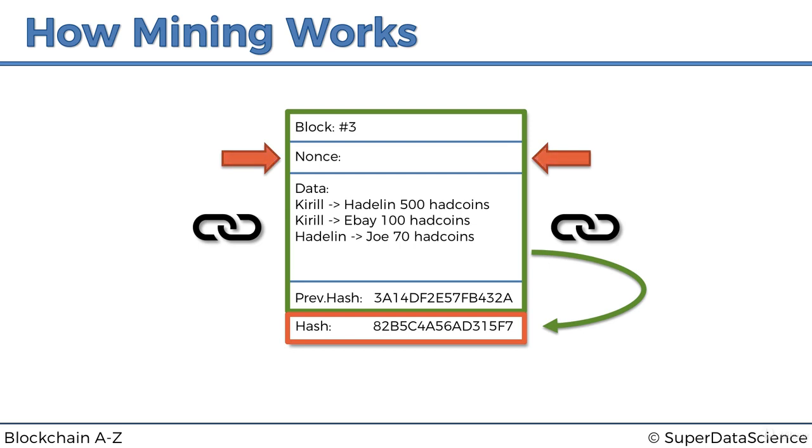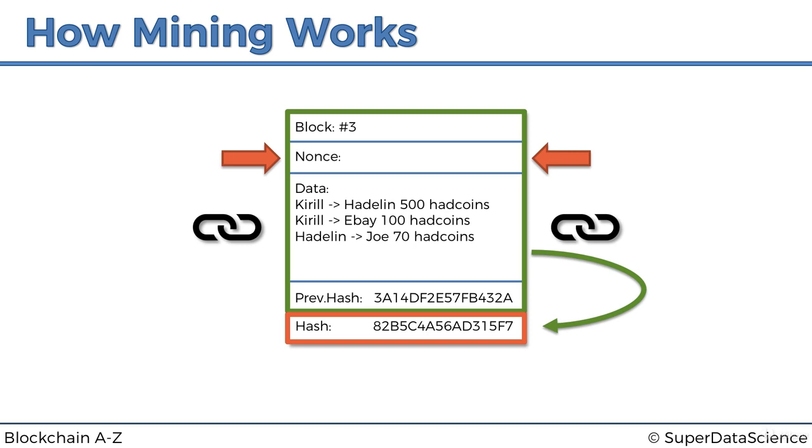So we don't have to change the block number. We can't change the block number because the block number is the block number. We can't change the previous hash because it's linked directly to what we have in the previous block. And we can't change the data because that would mean we're tampering with the data, and that would defeat the purpose of a blockchain. It has to be an immutable ledger. We want to prevent tampering.